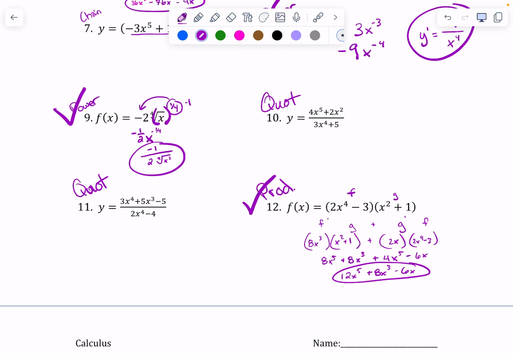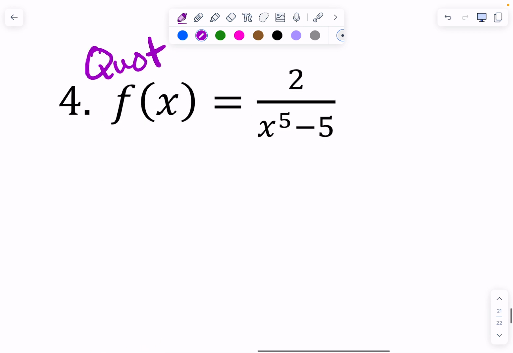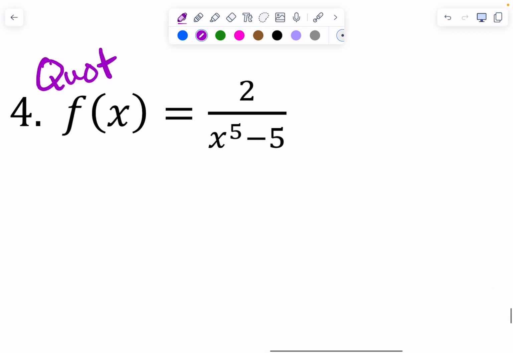You're mean to me, Carter. What did you say? You're mean to me. All right, number 4, quotient. You deserve it. How is he mean to you? You just karate chopped me. Are you serious? Yeah. That's rude.